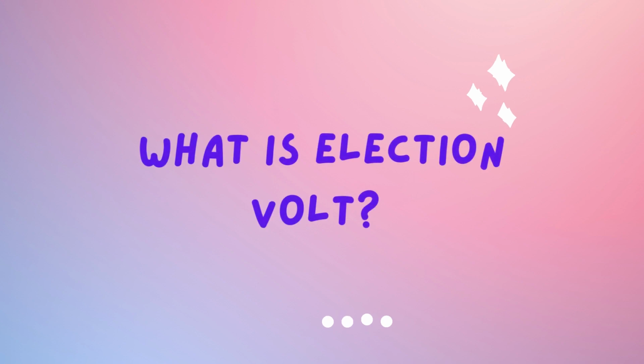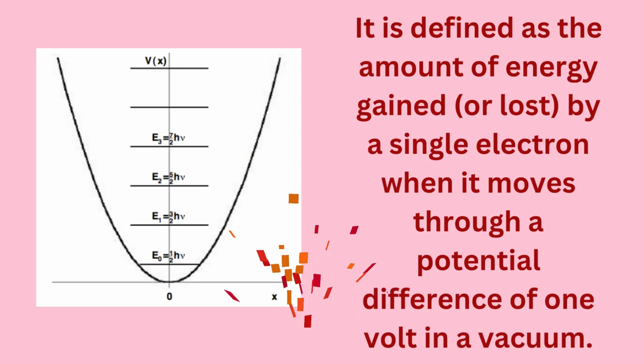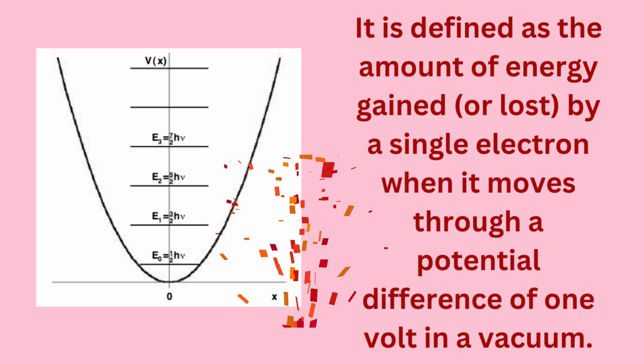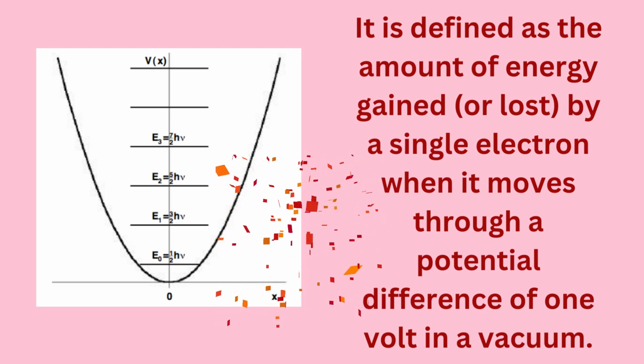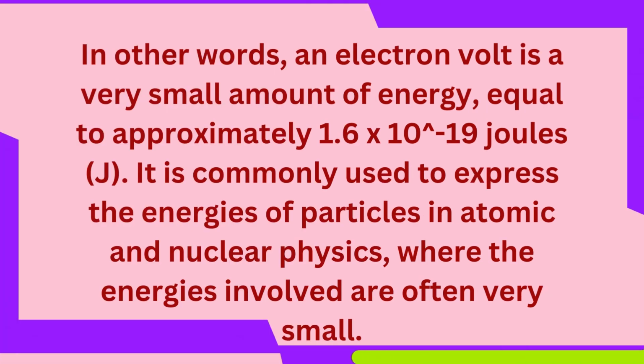What is an electron volt? An electron volt (eV) is a unit of energy used in physics, specifically in the study of atomic and subatomic particles. It is defined as the amount of energy gained or lost by a single electron when it moves through a potential difference of 1 volt in a vacuum. In other words, an electron volt is a very small amount of energy, equal to approximately 1.6 times 10 to the minus 19 joules (J).